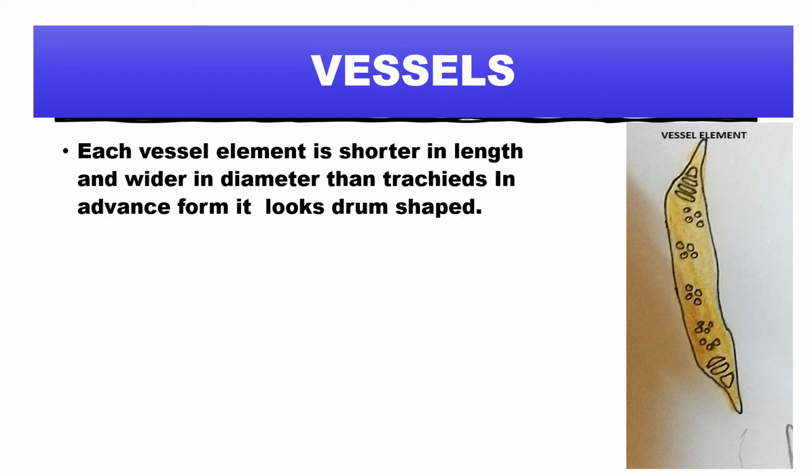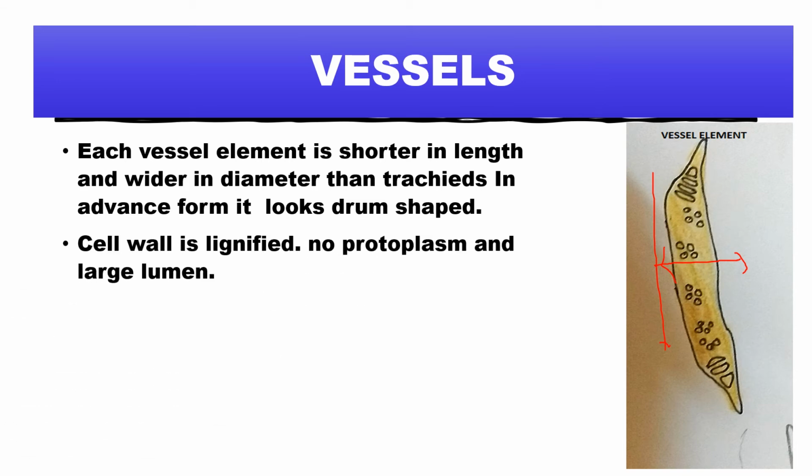Let us look at the structure of a vessel element. These vessel elements are shorter in length and they are larger in diameter, or wider, than tracheids. So the length of this vessel element is shorter than a tracheid. In advanced form, it looks drum shaped. The cell wall is highly lignified. Since it is a dead cell, there is no protoplasm inside the cell, there is a cavity or lumen.